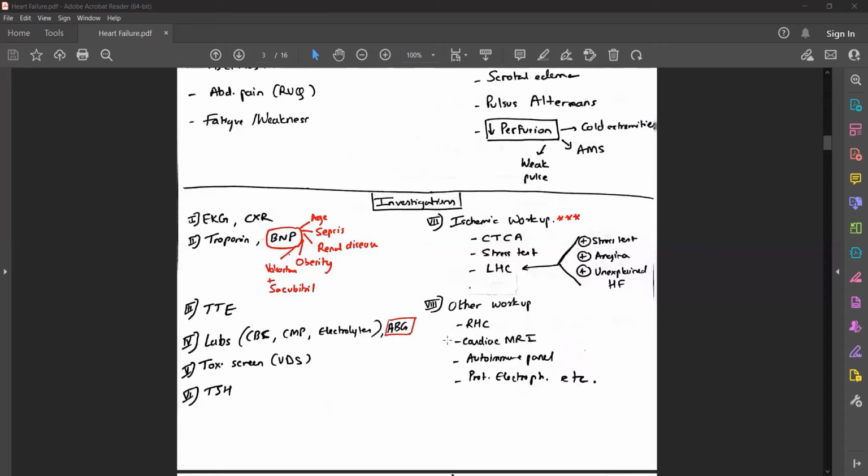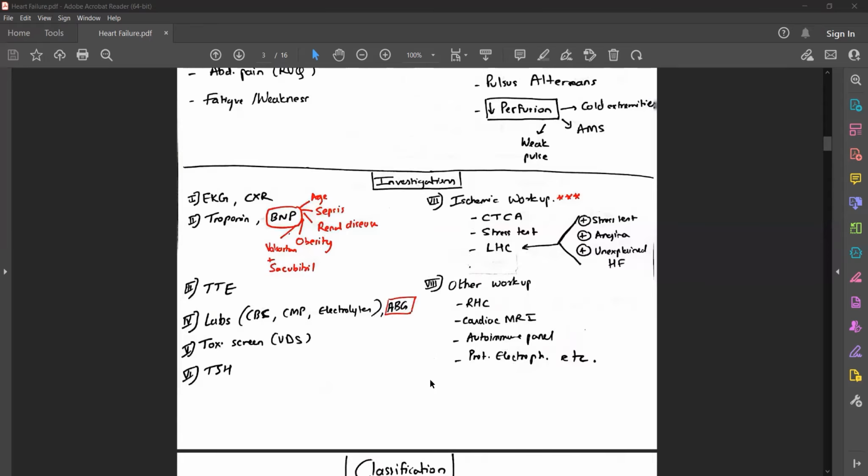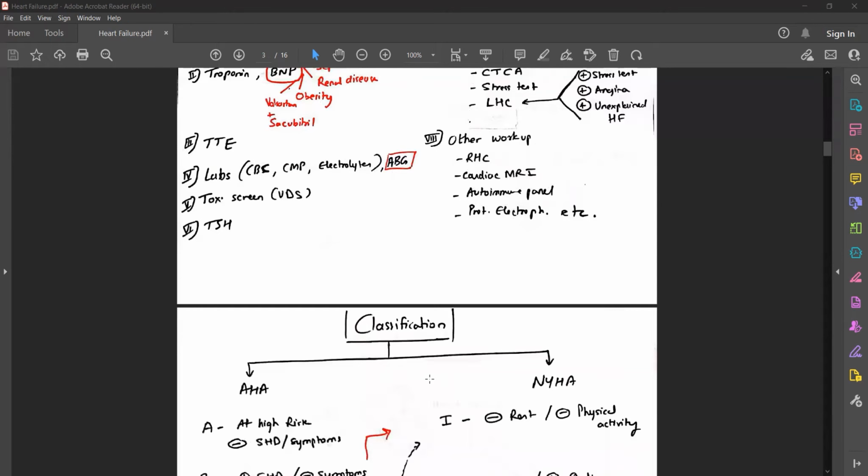The only problem is not every center has a cardiac MRI. So you need to think about which patient needs it and in which patient you can rule out the other causes first. And as I said, if you rule out the other causes, an autoimmune panel can also be ordered, and then protein electrophoresis as well. So this is how you will investigate whenever the patient comes in with heart failure.